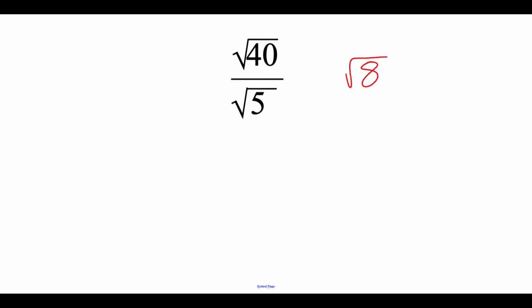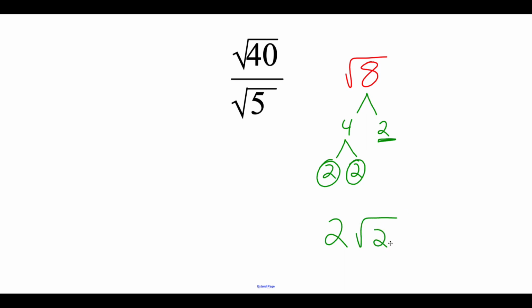But one thing that I should always do when I have a radical in my answer is check to see if it's simplifiable. So 8 we could make a factor tree for. That's 4 times 2, and 4 is 2 times 2. So I have a pair of 2's, so I can take the 2 out of the radical. But I have this other 2 that didn't get paired up, so it needs to stay underneath a radical. So the answer is 2 square root 2.